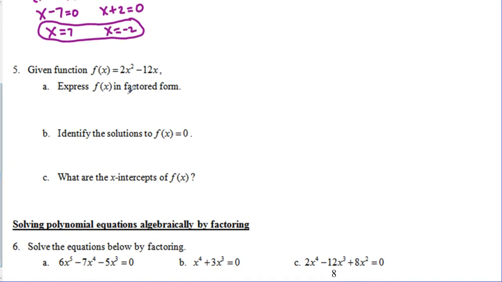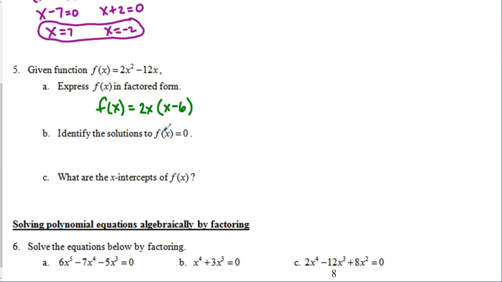Next, I want to express this in factored form. We said every time, what is it that we're looking for first? GCF. So hopefully you're looking for your GCF. You see that there's a 2x that is the GCF. So let's factor that out. So f of x is equal to 2x times the quantity x minus 6. So that's our factored form.